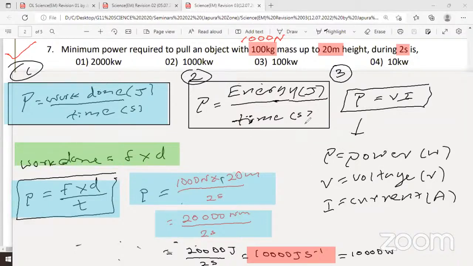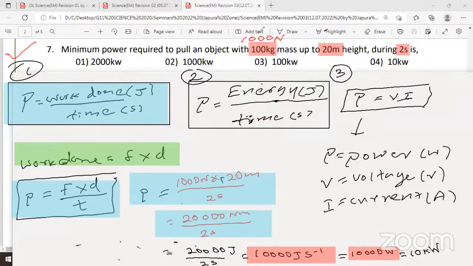Now you can see here, 10,000 joules per second means 10,000 watt. Look at the last few, I'll highlight this in red. Those who got the fourth answer, it's good. That is the correct answer. 10,000 joules per second means 10,000 watt. To convert 10,000 watt into kilowatt, divide by 1000. Then you get 10 kilowatt.